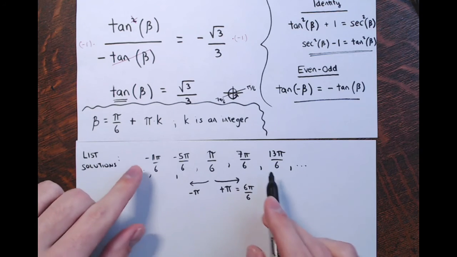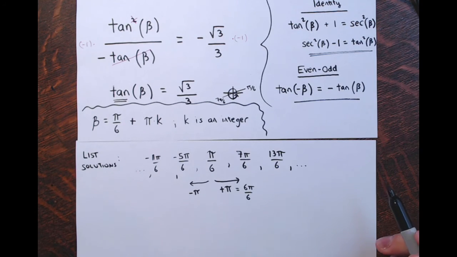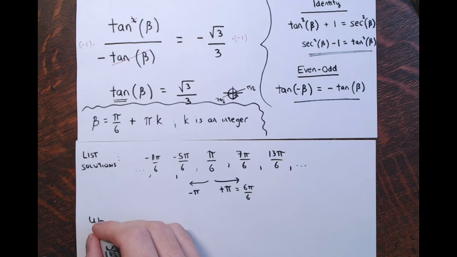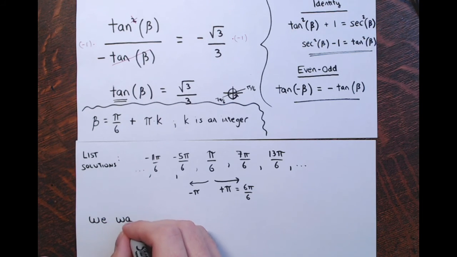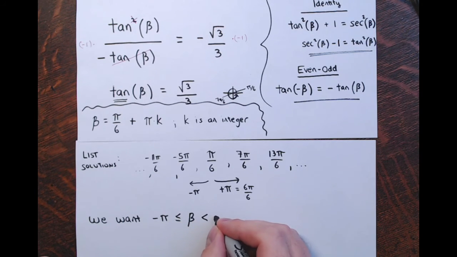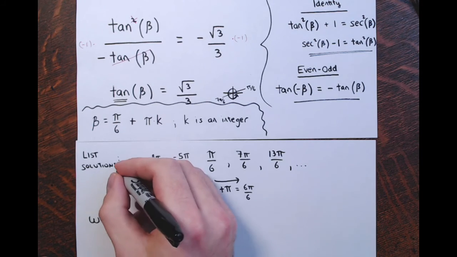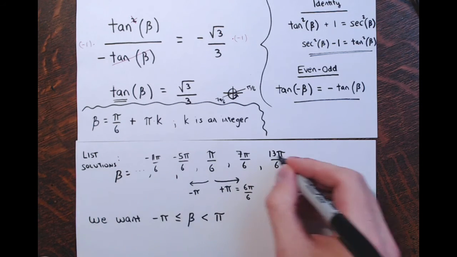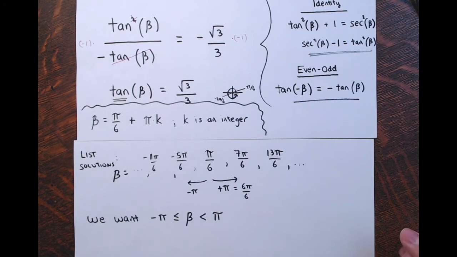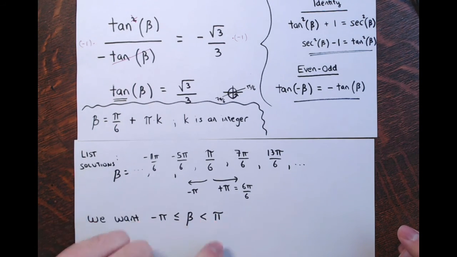So there, I just gave you 5 solutions to this equation. But they don't want all of those. We want solutions that are in this range. Beta equals any of these are solutions, but we only want values of beta from negative pi to pi, or negative 6 pi over 6 to positive 6 pi over 6.